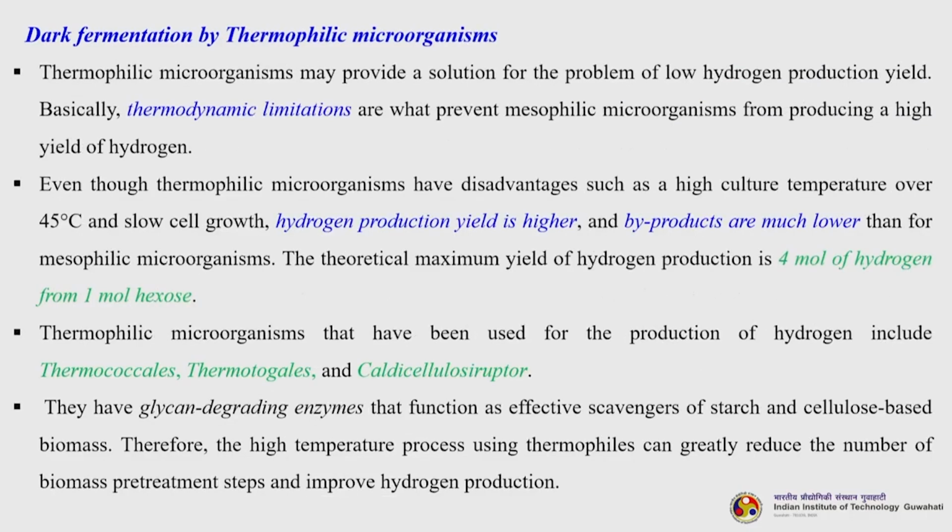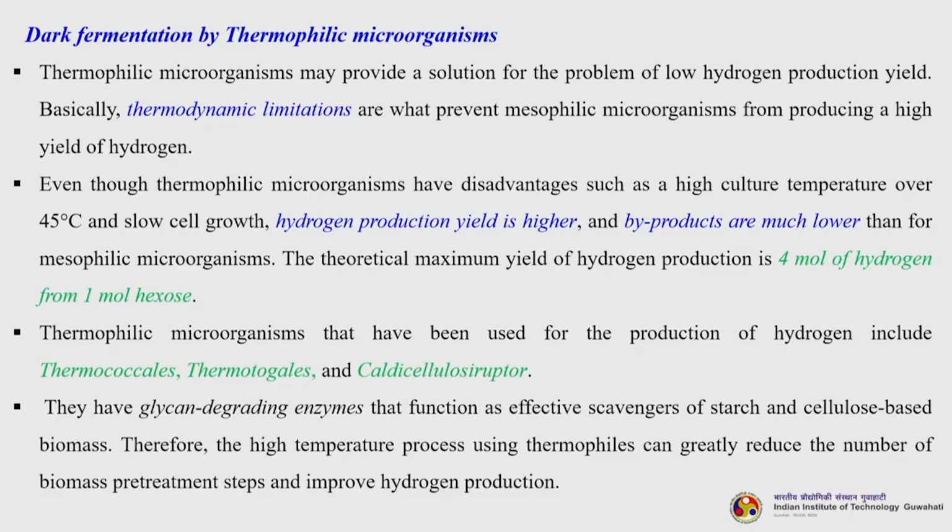So, then we will discuss dark fermentation by thermophilic microorganisms. Now, thermophilic microorganisms may provide a solution for the problem of low hydrogen production yield. Basically, thermodynamic limitations are what prevent mesophilic microorganisms from producing a high yield of biohydrogen. Even though thermophilic microorganisms have disadvantages such as a high culture temperature over 45 degrees centigrade and slow cell growth, hydrogen production yield is higher and byproducts are much lower than for the mesophilic microorganisms.